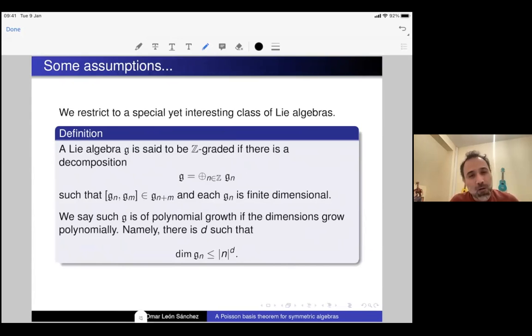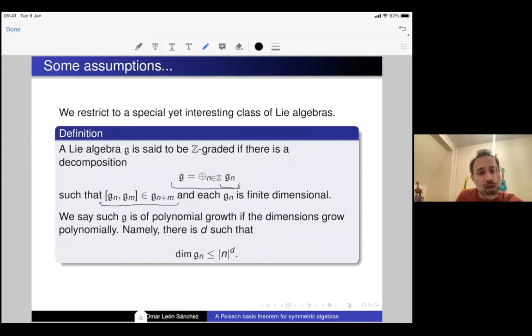So now, going back to the Poisson algebras context, as I said before, you do need some assumptions on the Lie algebra. And so we're going to restrict ourselves to what are called graded Lie algebras, and I'll explain why it makes sense to restrict to this family of Lie algebras. What is a graded Lie algebra? A Lie algebra is said to be Z-graded if there is a vector space decomposition in this form, this direct sum, that is compatible with the Lie bracket. This simply means this. And additionally, each homogeneous component is finite dimensional. These G_n are called the homogeneous components of degree n, and we assume they're finite dimensional. This is what a Z-graded Lie algebra is.